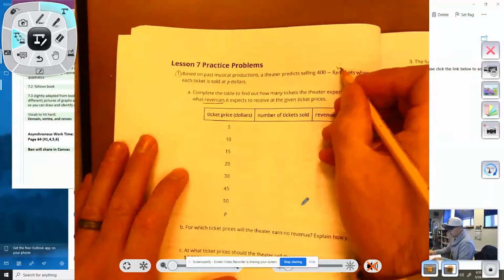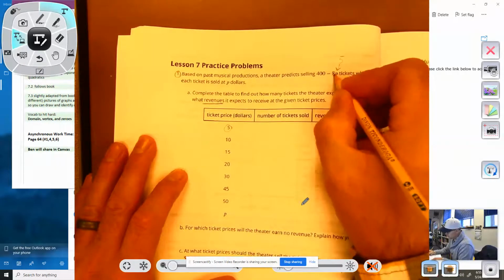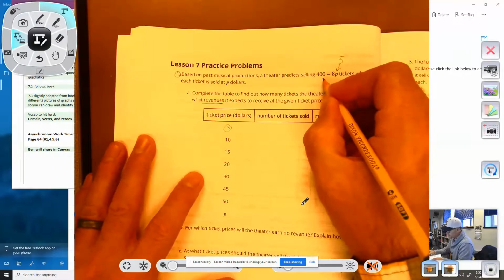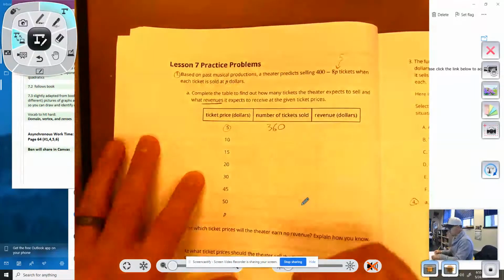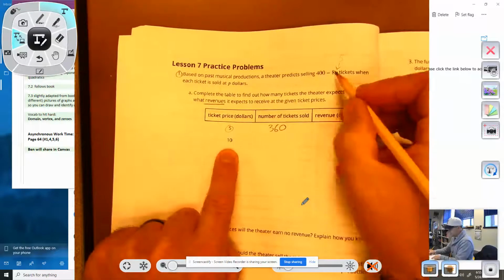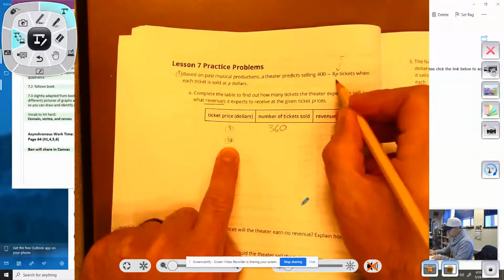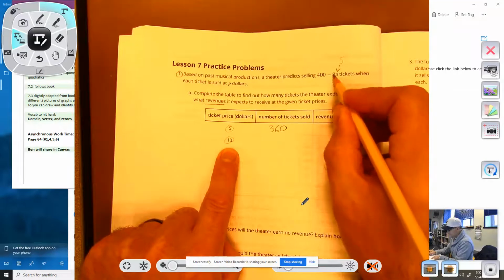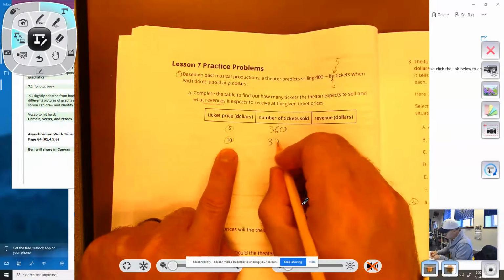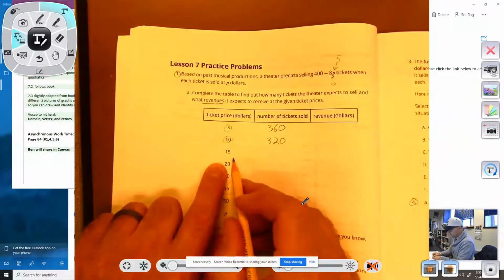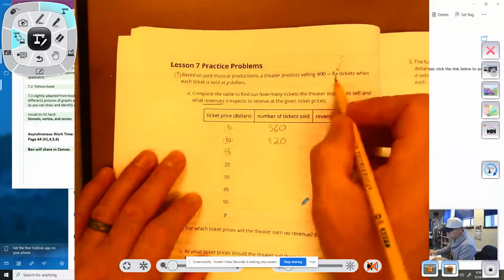Okay, so the first thing I'm going to do is input this right here. So 8 times 5 is 40, and 400 minus 40 is 360. Okay, so we're going to do the same thing here. We're going to input 10 up here. So 8 times 10 right here is 80. 400 minus 80 is 320. And then we're going to keep on going all the way down this list. We're just going to continue to input these values.